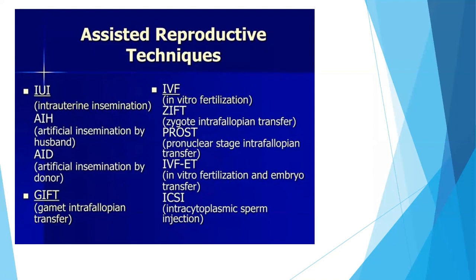Whenever there is infertility, the patient may want to go for an assisted reproductive technique. These are the techniques that you can offer the patient: intrauterine insemination, artificial insemination by husband, or artificial insemination by donor. We can go for gamete intrafallopian transfer, or we can go for in vitro fertilization, which is the most commonly used method.